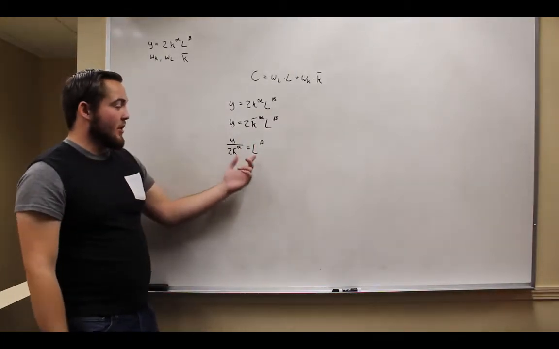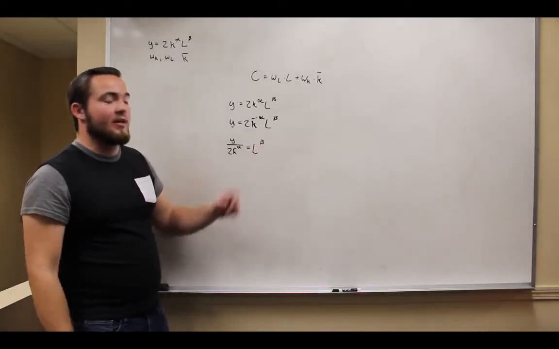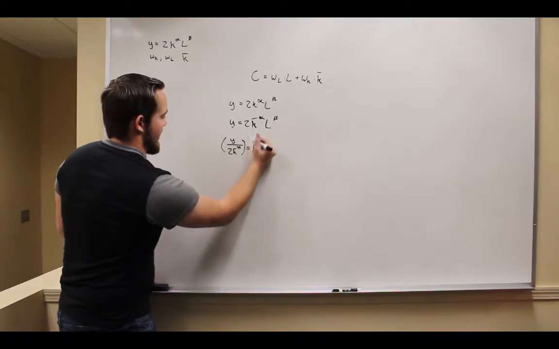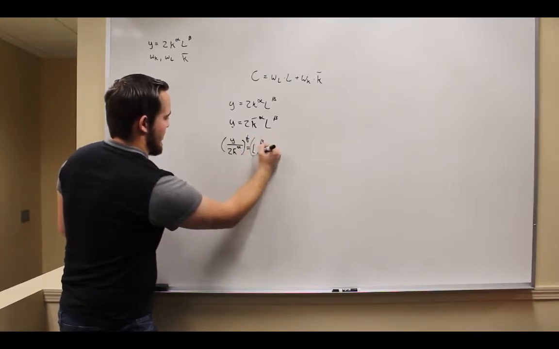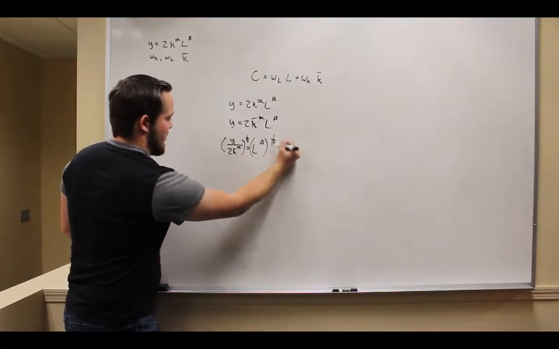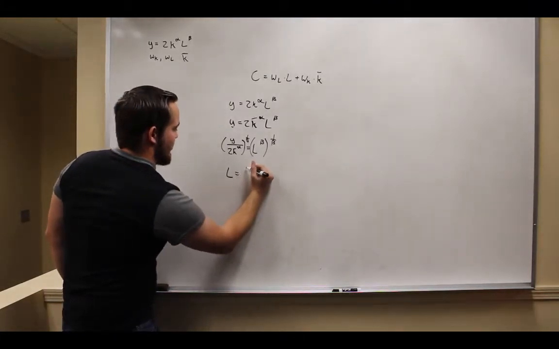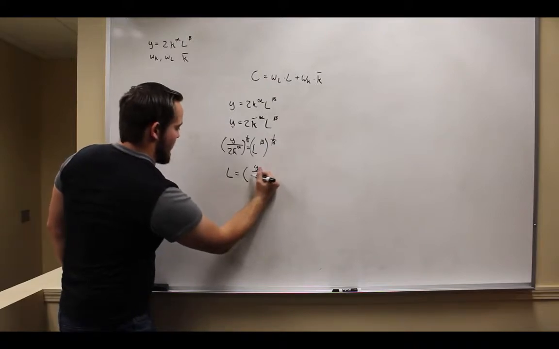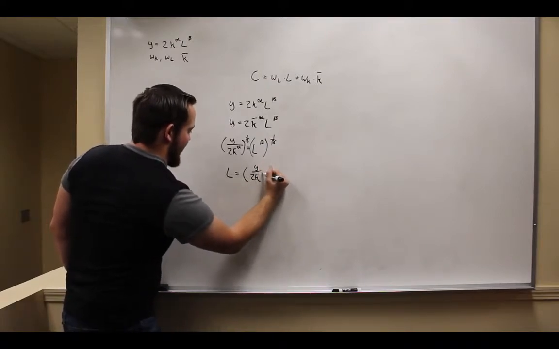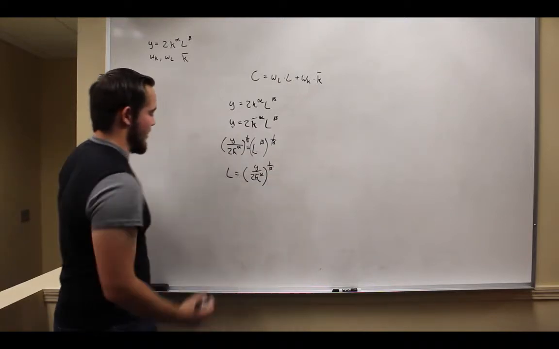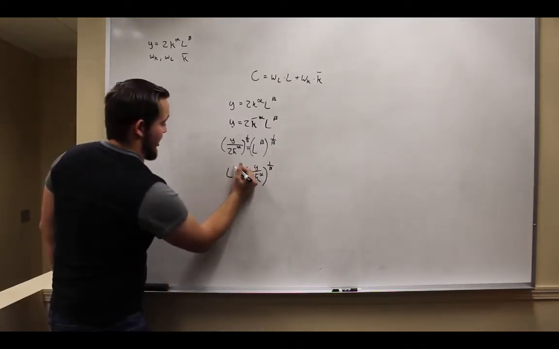And then what I can do is, in order to isolate this L from this beta, I have to raise both sides to the 1 over beta. So I'll go ahead and do that. And so what will happen is I'll get my L equals y over 2k bar to the alpha, all to the 1 over beta. Okay. And this is going to end up being my L star.